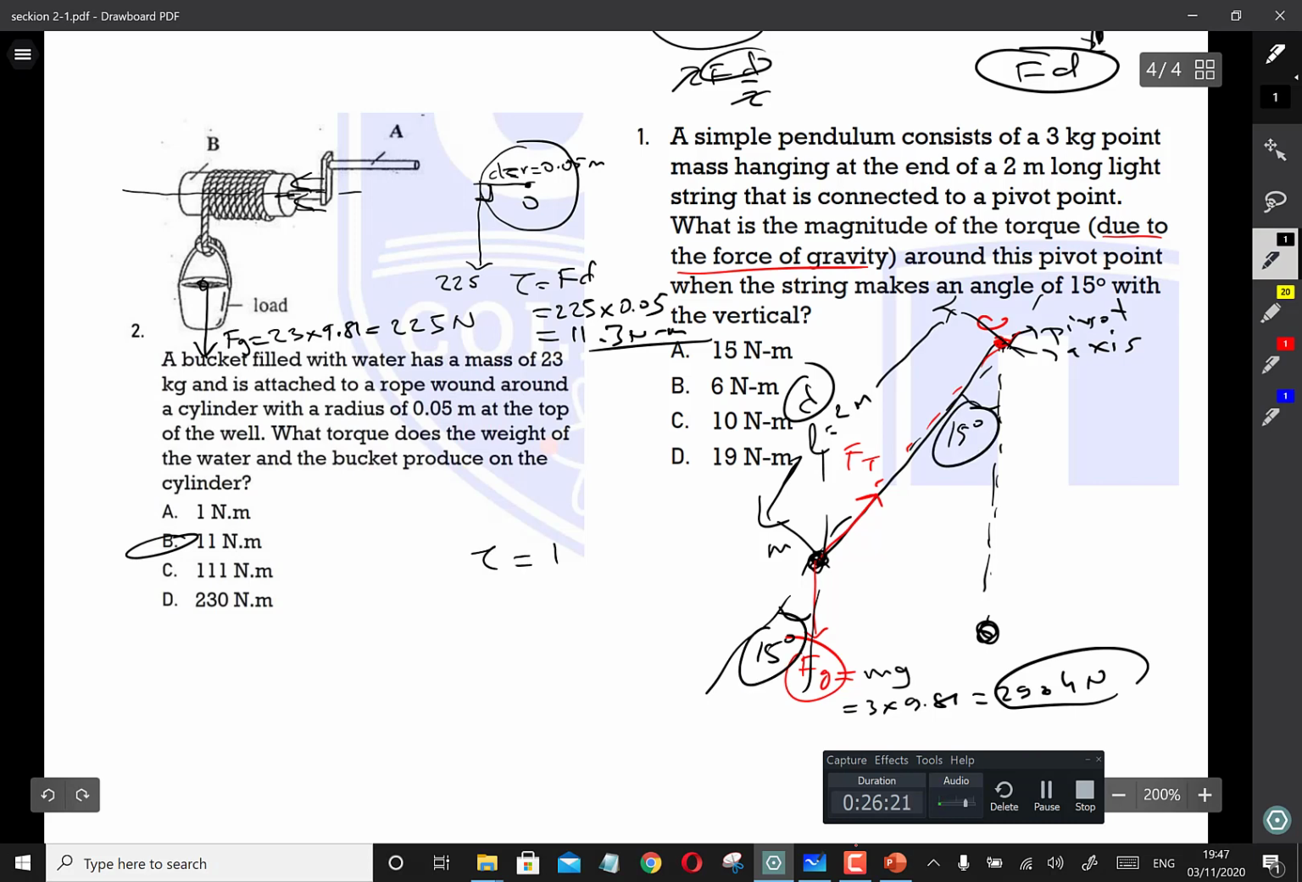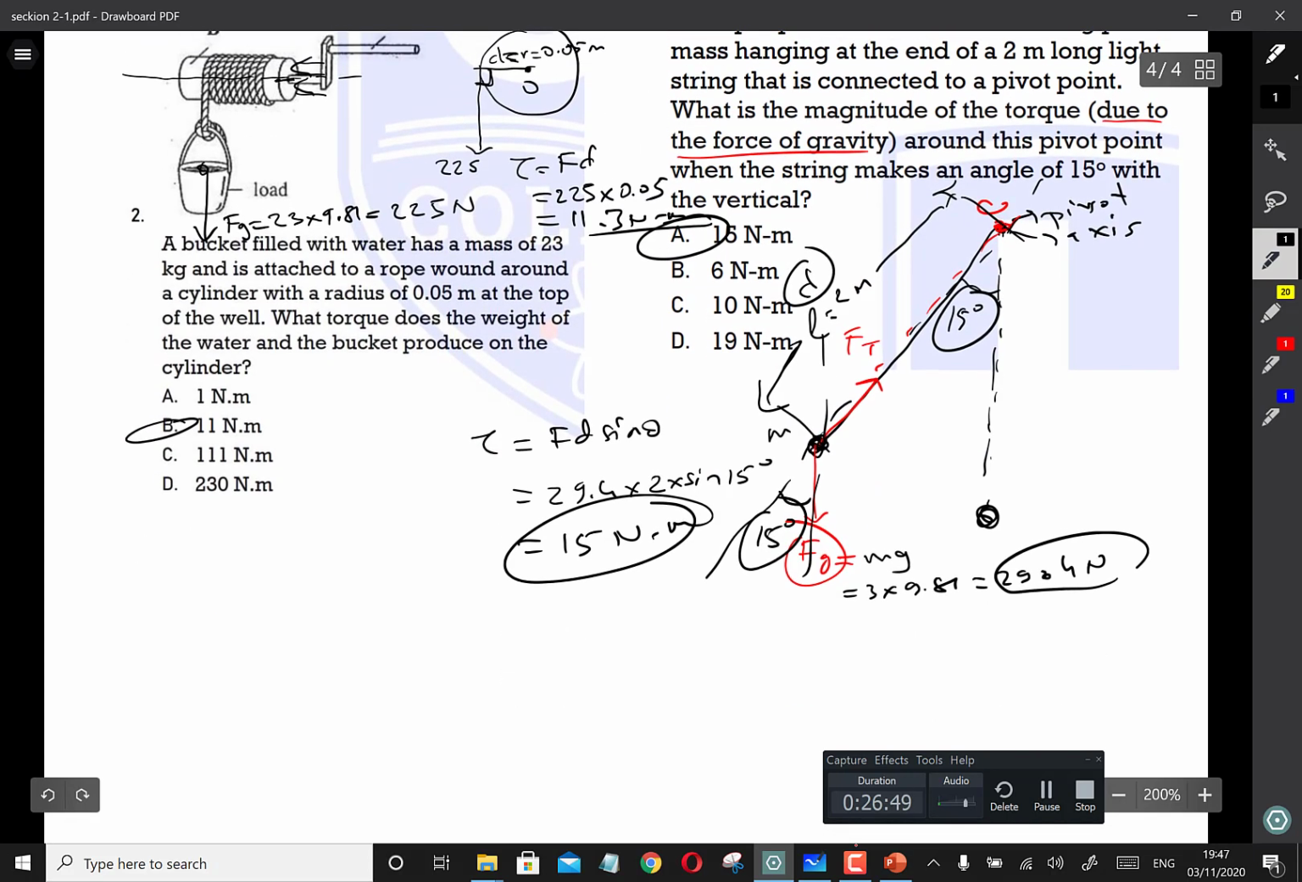Let's calculate the torque, F d sine theta. F is 29.4. Distance is 2 meters. Theta is 15 degrees. Multiply them all. 29.4 multiplied by 2 multiplied by sine of 15 degrees is equal to 15 newton meters. So choice A is the correct answer.